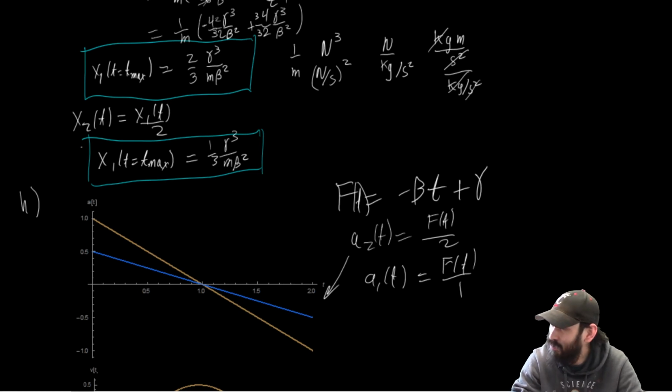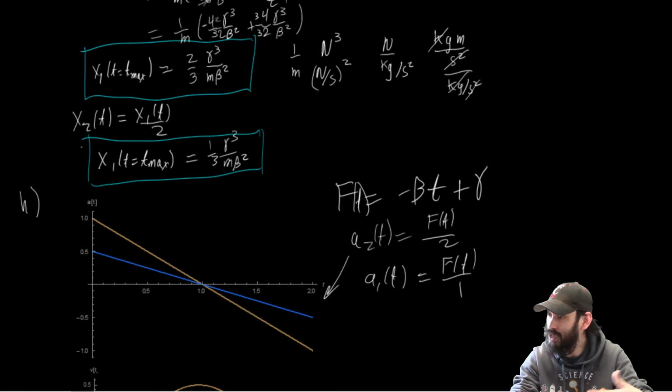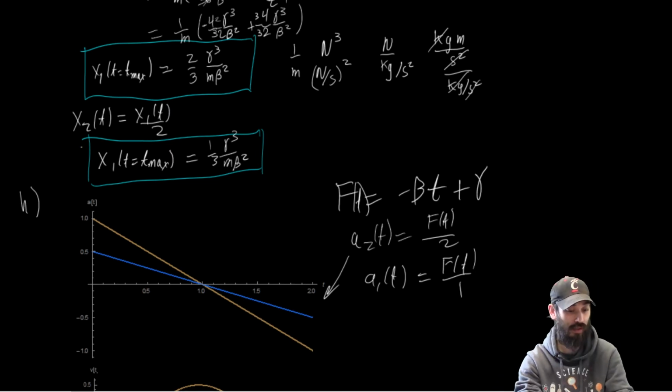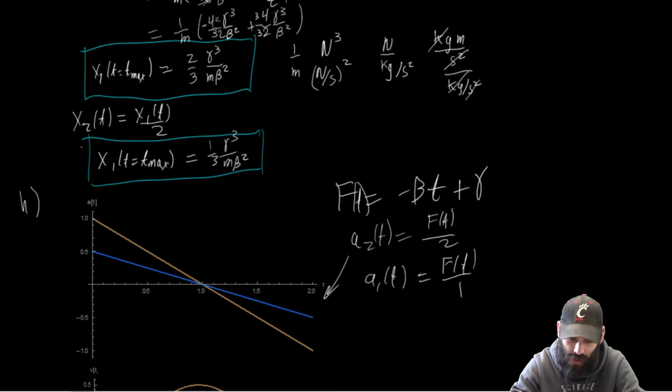And so you can see that when you're looking at this, this really does tell the story here, because the blue line has a shallower slope and it has a smaller intercept. And that's effectively what would happen if you took this f of t and you divided it by 2.